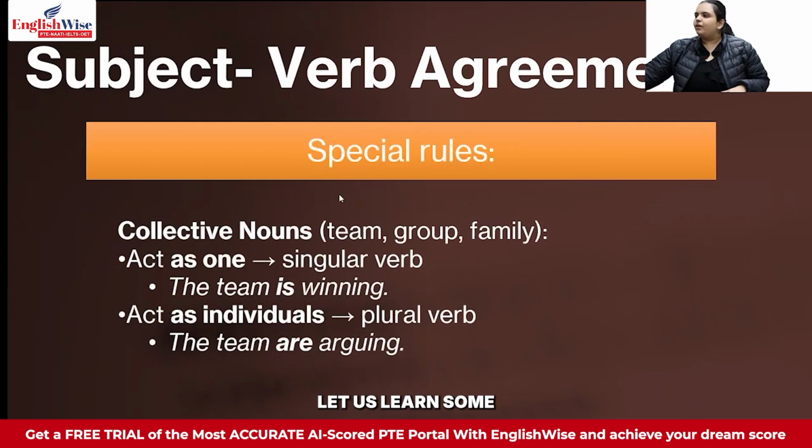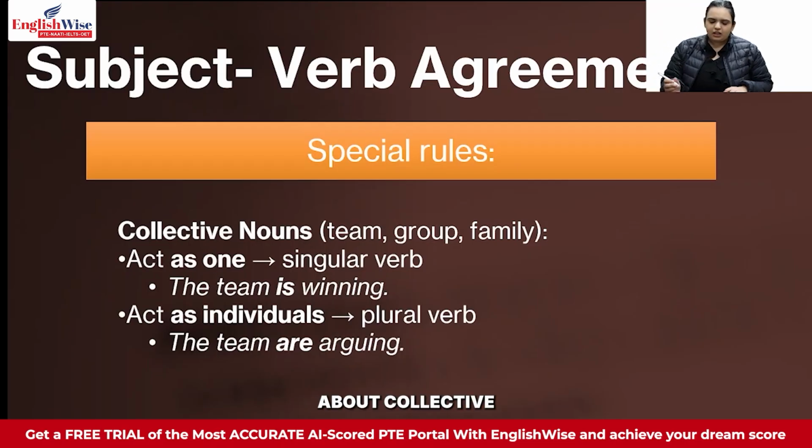Alright, let us learn some special rules about your subject verb agreement. So when you talk about collective nouns, what are collective nouns? Words like team, group, family, all of these are collective nouns, like a team of players or panel of judges. So sometimes the collective nouns do act as one, like the team is winning. Okay, if you're only talking about one team, even though the team has a lot of players in it, you'll say the team is winning. So is over here is for singular.